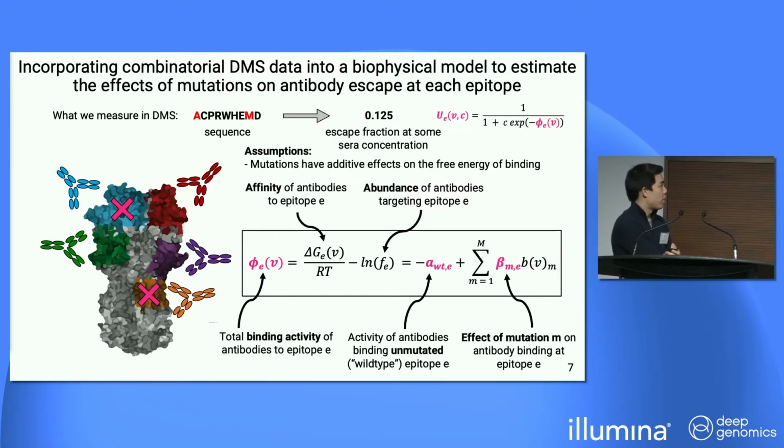And then there's this other bias term that we think is really important. These represent the activity of antibodies binding an unmutated epitope. Because you can imagine that, let's say we don't have mutations at all, antibodies are not necessarily going to be bound 100% of the time to these epitopes, right? They could be bound 20% of the time, 50% of the time, 80% of the time. So this is the term that's going to control for that.